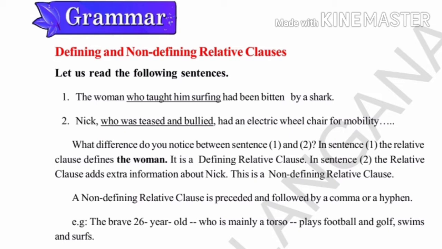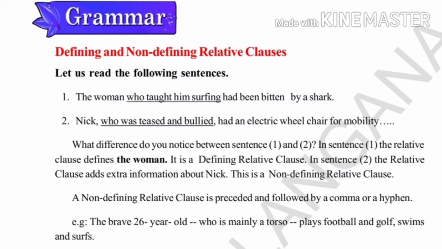In sentence 1, the relative clause defines the woman. It is a defining relative clause. In sentence 2, the relative clause adds extra information about Nick. This is a non-defining relative clause. A non-defining relative clause is preceded and followed by a comma or a hyphen. For example, the brave 26 years old, who is mainly a torso, plays football and golf, swims and surfs.